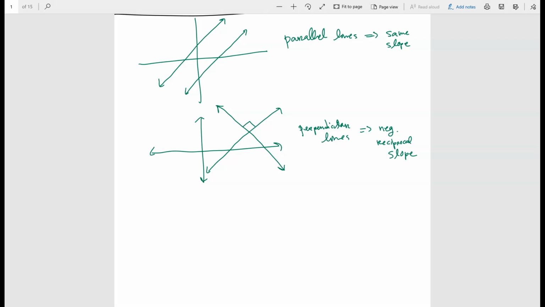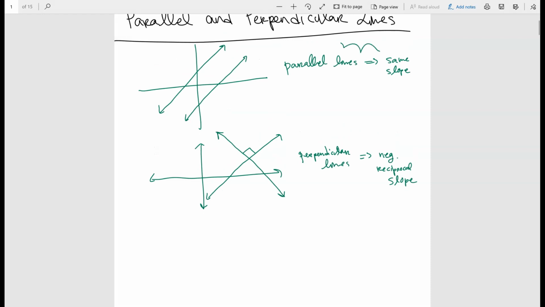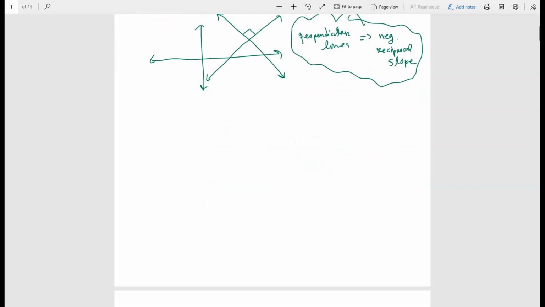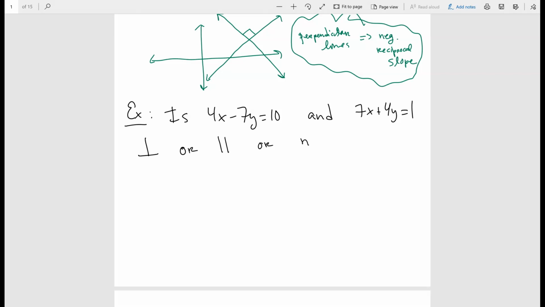One of the things to notice is that this is going to be key to doing these types of problems when we're doing parallel and perpendicular lines. Okay, so let's start off with a couple of examples. Is 4x minus 7y equals 10 and 7x plus 4y equals 1 perpendicular or parallel or neither?